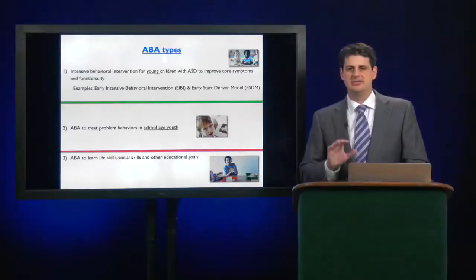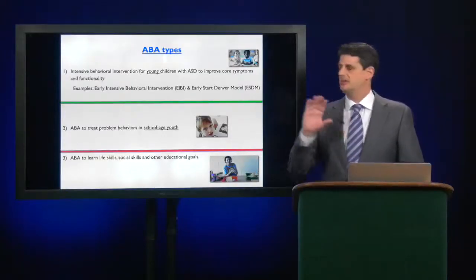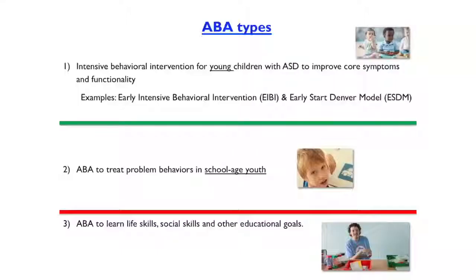Now I want to speak to the different ABA subtypes and break them out according to ages. In very young children, there are several interventions. We're going to talk about 2 today. One is early intensive behavioral intervention, and the other is the Early Start Denver model. This would be for kids as young as 12 months to 18 months, so very young children. And these are variants of ABA.